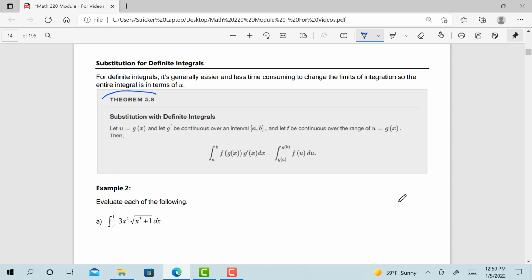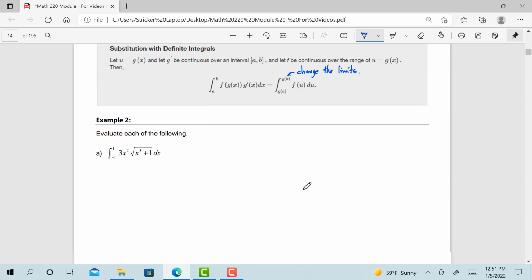So you can see the theorem here that addresses that, and the main thing to note is that the method is pretty much the same, except now instead of having limits of a and b, we'll now have our limits be in terms of the function that we use to make the substitution. So basically, we just need to change the limits. And I'll show you how that's done here in example 2.